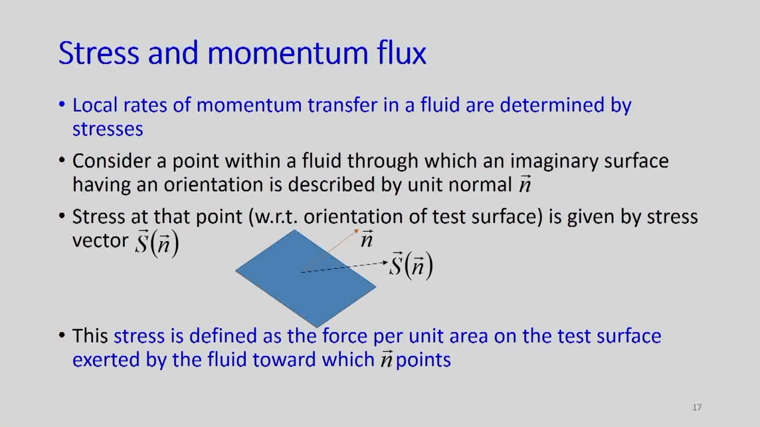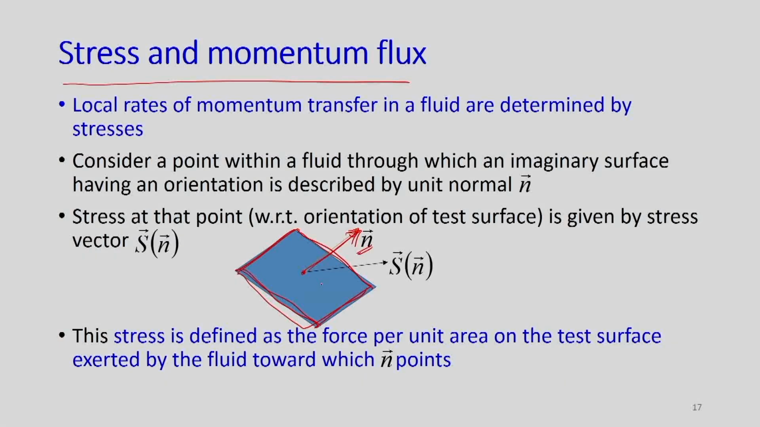So, now the molecular mechanism in the momentum transfer part, that we are going to see. This is known as the stress and the momentum flux. Local rates of momentum transfer in a fluid are determined by the stress. Here, we consider a point within a fluid through which passes an imaginary surface like this. The orientation of this surface we can describe by a normal unit vector n. This is the point that we have taken on this imaginary surface.